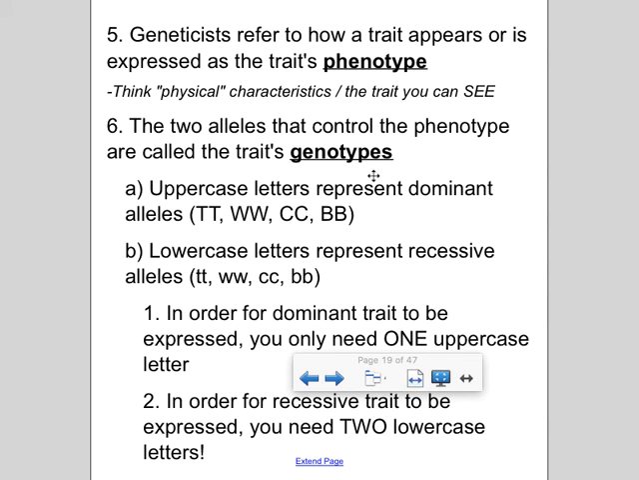So, some more vocab thrown at you. Is this all we have to read today? I think we have some sample problems. So geneticists, or people that study genetics, the trait that you can physically see with your eyeballs, we call that the phenotype. The trait that appears or is expressed in that individual or that organism that you're looking at is called the phenotype. So if I'm looking at eye color, I can see blue eyes. That would be the phenotype. I can see an individual that might have brown eyes. I don't have a widow's peak. When I look in the mirror, I see no widow's peak. So that's what you can see.